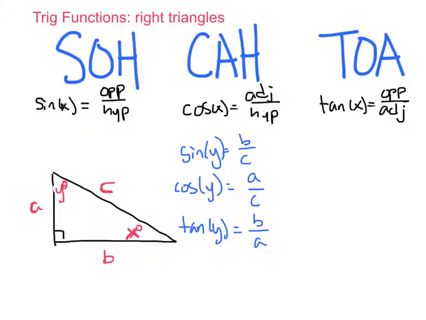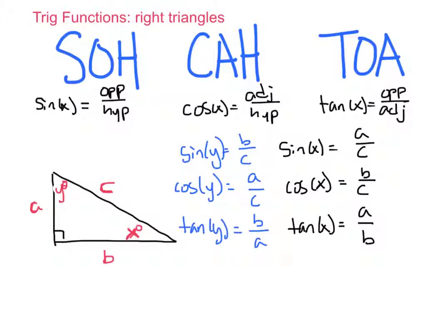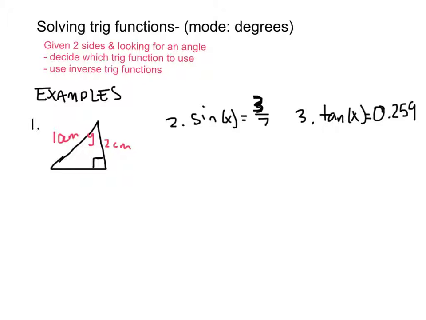Okay, so now do the sine, cosine, and tan for the angle x. Okay, so you should have that the sine of x is a over c, cosine of x is b over c, and the tangent of x is a over b. So if we're trying to solve trig functions, after making sure that our mode is in degrees, if we're given two sides and looking for an angle, so we're going to do 3 examples of this, we have to decide which trig function to use, and then use inverse trig functions to solve.